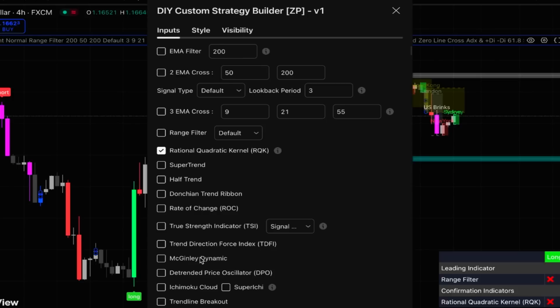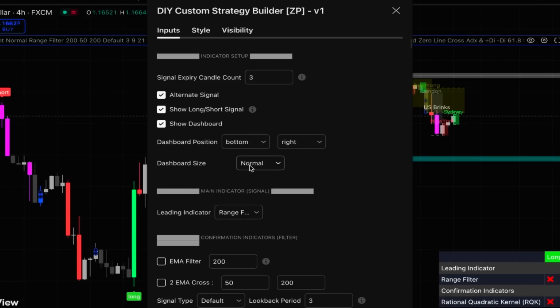Before explaining with an example, here we have an important setting that you need to know. You can see that by default for the signal expiry candle count, we have 3. 3 is the number of candles to wait for all indicators to confirm a signal.